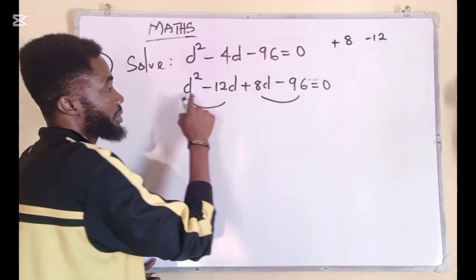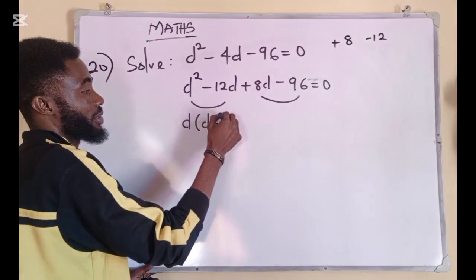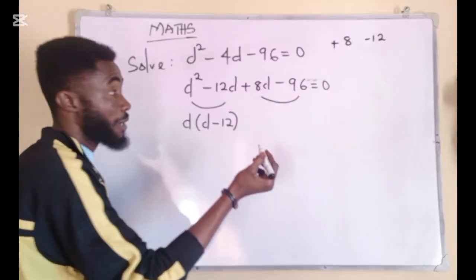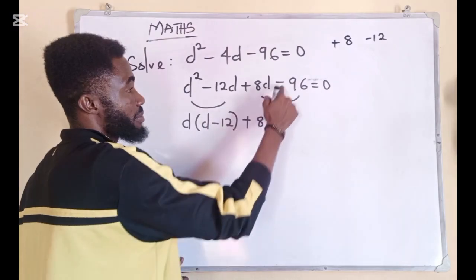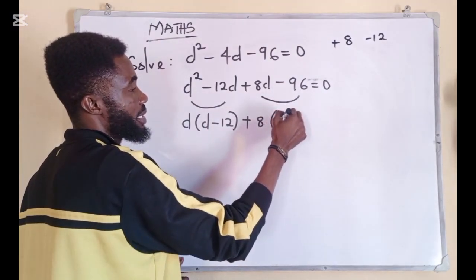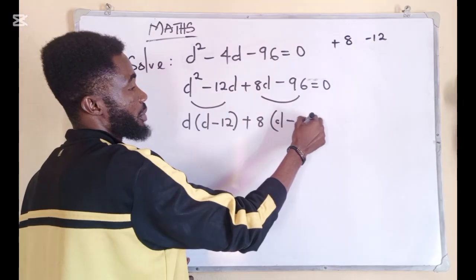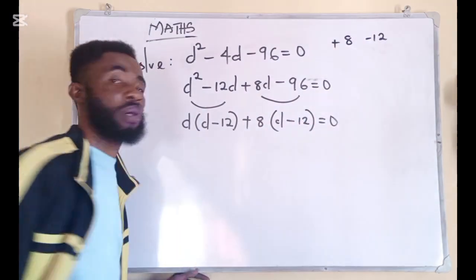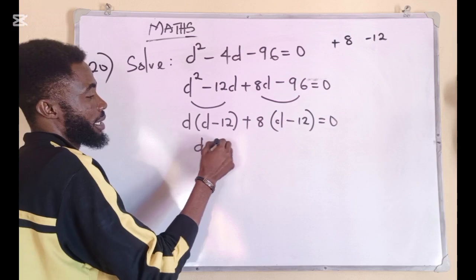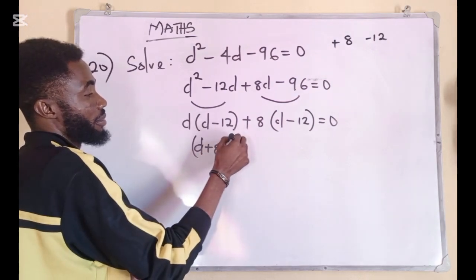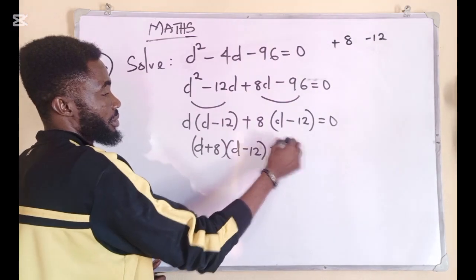Now let's match them together. What is common here? d is common, so I'm factoring out d, and I have d minus 12. Like we all know, this plus is common here. What do I have here? I have plus 8, times minus 12, since 8 times 12 gives me 96. So it is equal to 0. So next I have d plus 8 and d minus 12 is equal to 0.